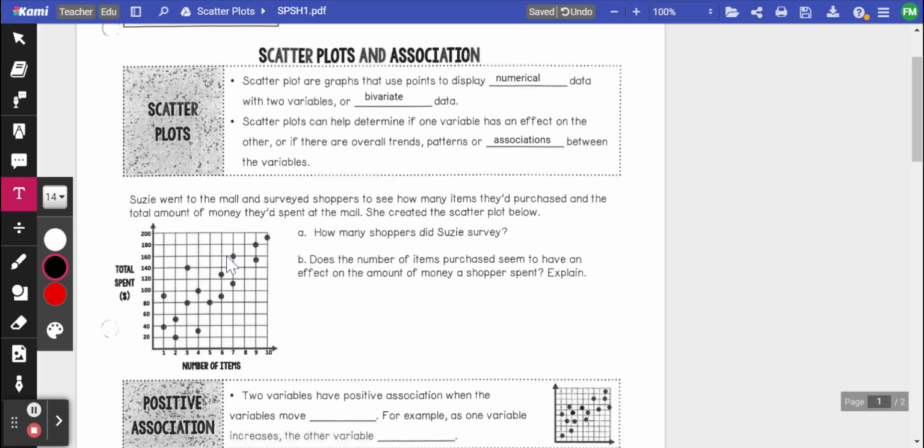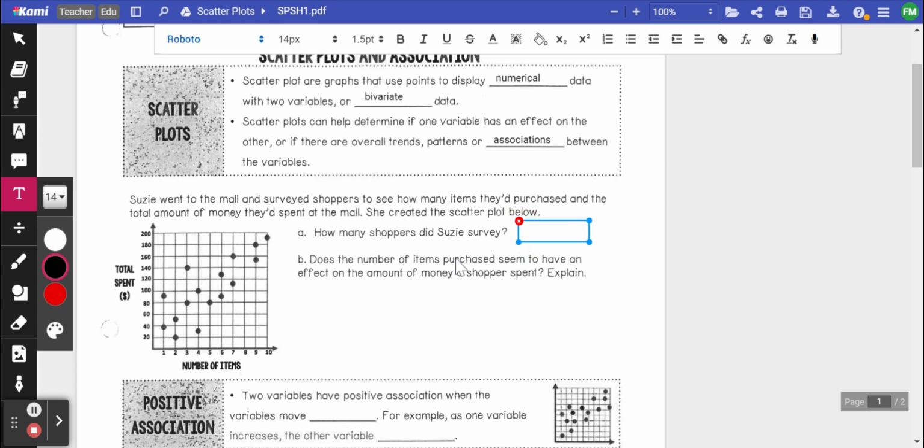So, example here, you can see we've got the scatter plot, all these different points. Susie went to the mall and surveyed shoppers to see how many items they'd purchased and the amount of money they spent at the mall. Okay, so there's our two variables. Number one, number of items. Number two, total amount spent. How many shoppers did Susie survey? Well, 1, 2, 3, 4, 5, 6, 7, 8, 9, 10, 11, 12, 13, 14, 15, 16. Let's go with 16.